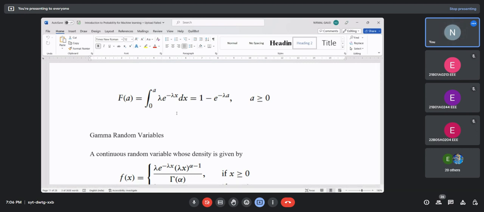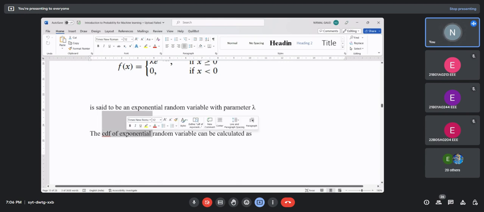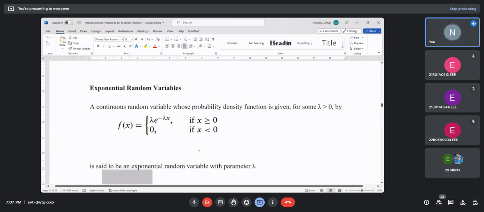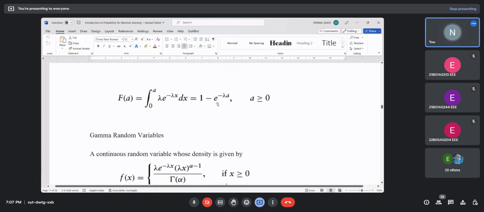The integration of e to the power x is e to the power x only. But here the problem is you have a minus lambda x now, so you know how to perform the integration. Okay, so here I'm calculating the CDF for this function, your exponential random variable. The result which I got is 1 minus e to the power minus lambda a for a greater than or equal to 0. This is your function value.